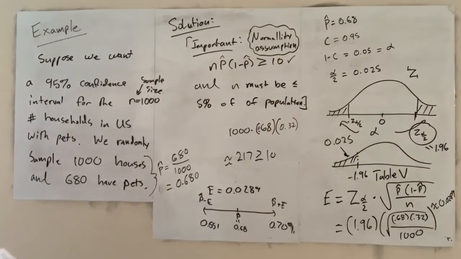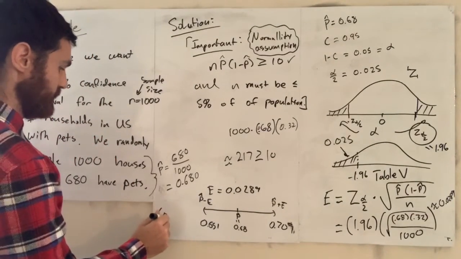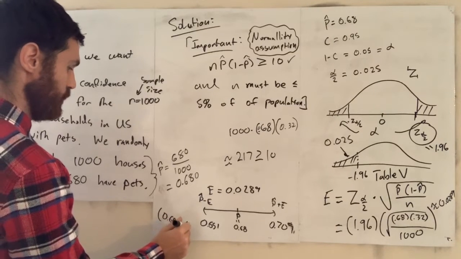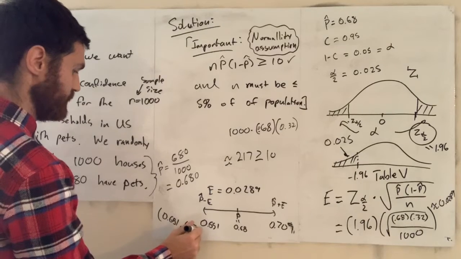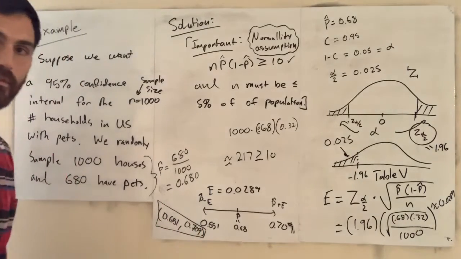So my confidence interval is going to be from 0.651 to 0.709. And that's going to be the solution.